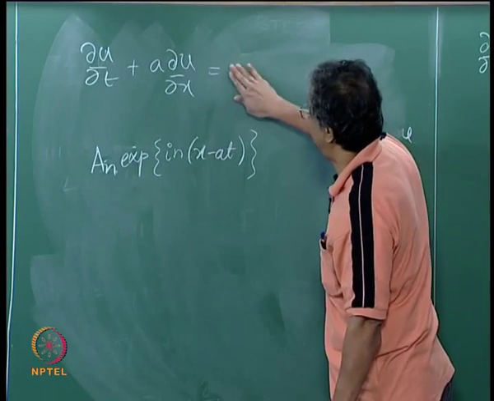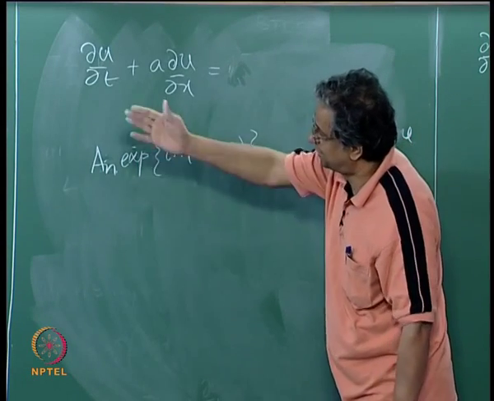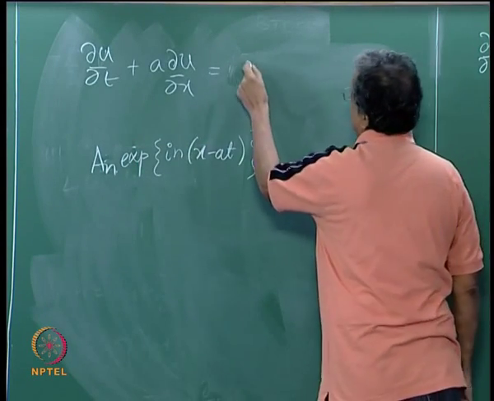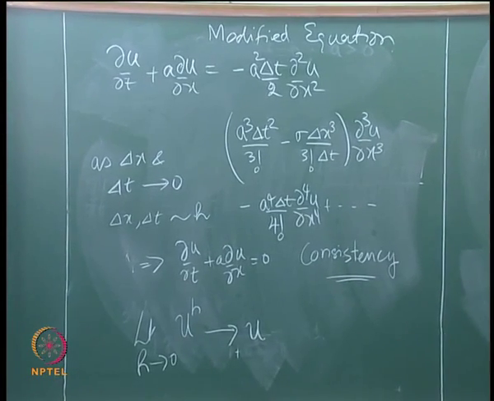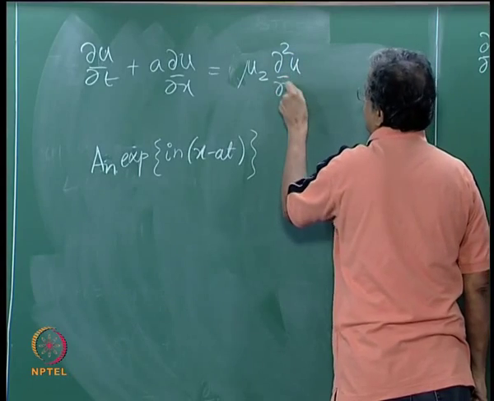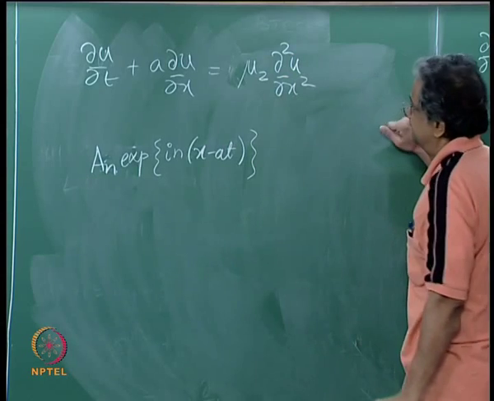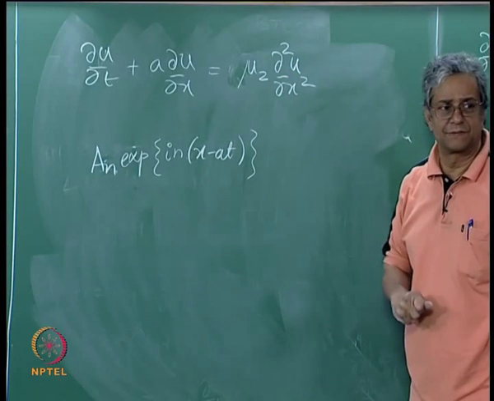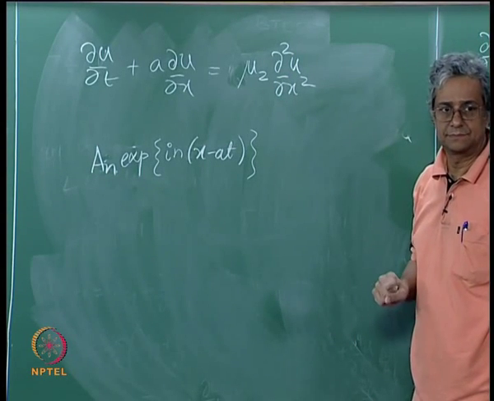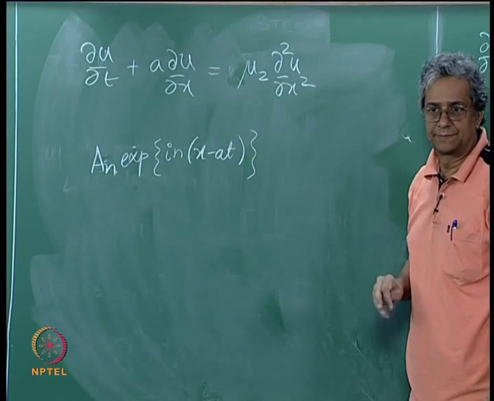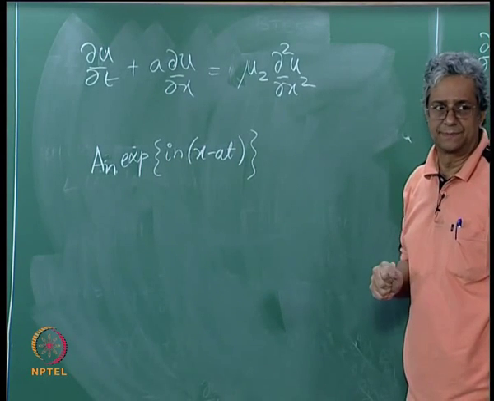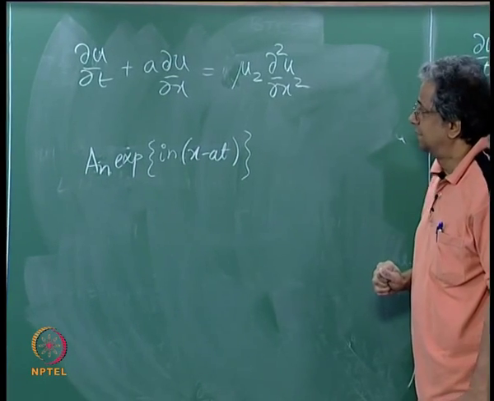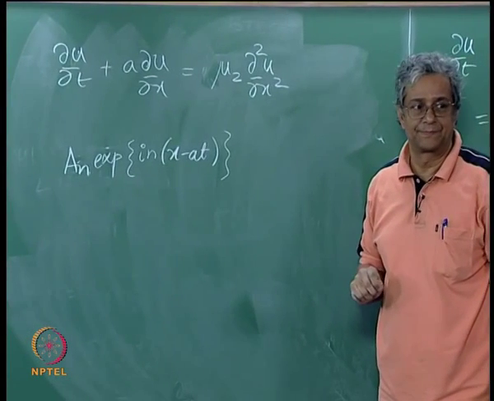So if instead of being 0, what if it is, pick one of those terms, I choose μ as a coefficient, times ∂²u/∂x²? What if it is of that form? Okay, fine. Can we guess a solution for it?